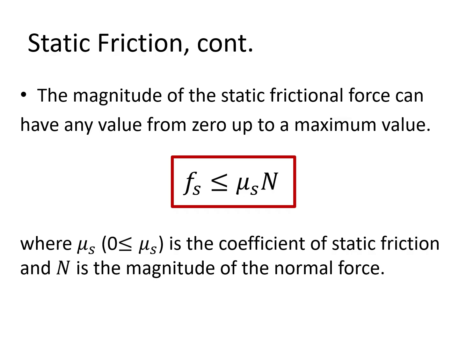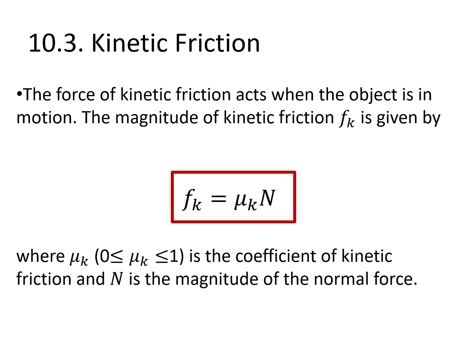After the surface starts sliding, the friction force is called kinetic friction. Kinetic friction acts when the object is sliding relative to the surface. Unlike static friction, the magnitude of kinetic friction is usually modeled with an equality. We write F_k equals mu_k times capital N. Here, F_k is the magnitude of the kinetic frictional force. The coefficient mu_k is the coefficient of kinetic friction. The normal force is again represented by capital N.